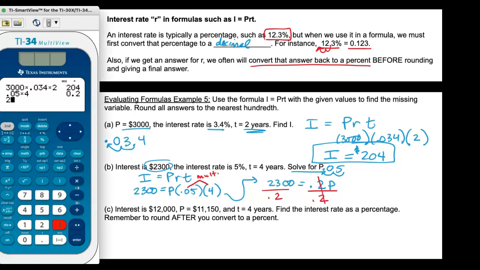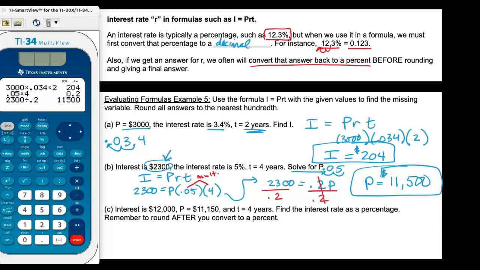And so my final answer is just going to be 2,300 divided by 0.2. And so it looks like my final answer, and again, this is P since I'm solving for P, so my principal is $11,500. So that means that if I invest $11,500 at 5% for 4 years, then the interest will be $2,300.